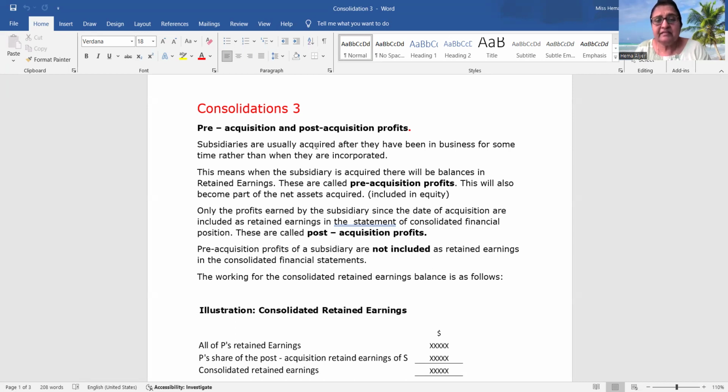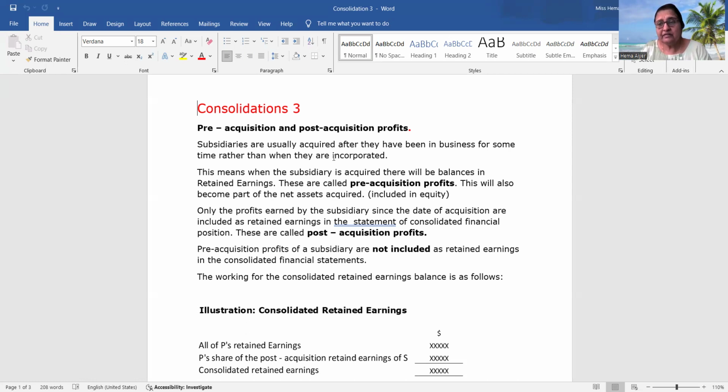So subsidiaries are acquired, not born. A subsidiary will be an independent company functioning for 2-3 years, then some other company comes and buys the controlling interest and makes it a subsidiary. So subsidiaries are usually acquired after they have been in business for some time, not necessarily bought on the incorporation date.